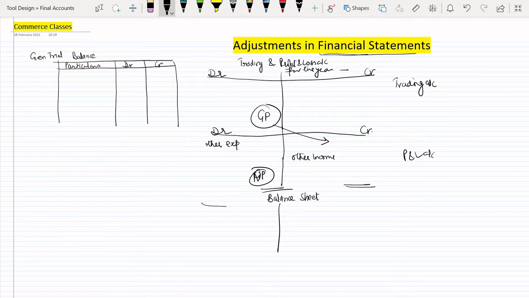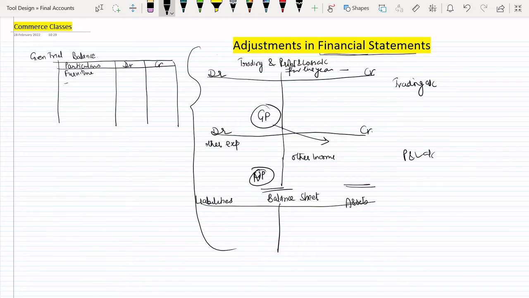Then we prepare a balance sheet, which is the second statement, a statement of assets and liabilities. When we prepare these financial statements from a given trial balance, we simply pick up the accounts. You might be given furniture, rent, purchases, maybe creditors. You pick up each account one by one and classify its nature. If it's a nominal account, it goes in the first part, that is in the trading and P&L account. If it's an asset or liability, it goes in the balance sheet.